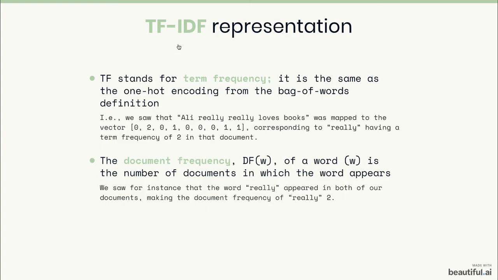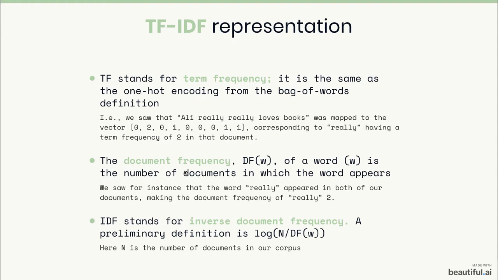Right, before we get to the IDF part, we have to talk about what document frequency is. We could call that DF. If we have a word W and we want to compute the document frequency of that word, then we simply count the number of documents in our corpus in which this word appears. If we look at the word really, if you remember, this word appeared in both of our documents, and our corpus only consists of 2 documents in this example. This means that the document frequency of the word really in our corpus is 2. Okay, so far so good.